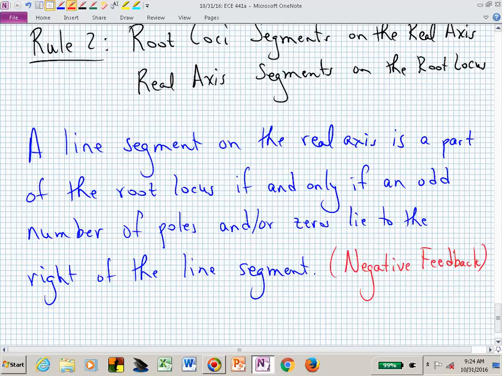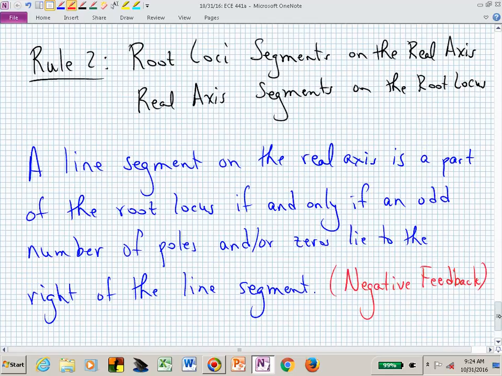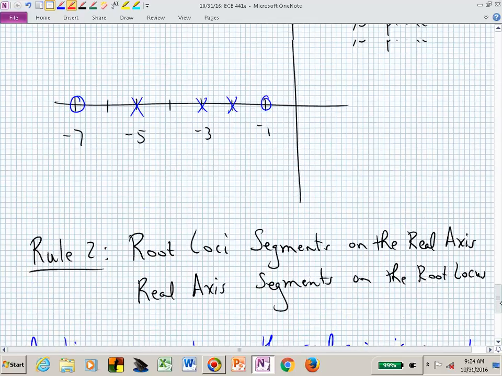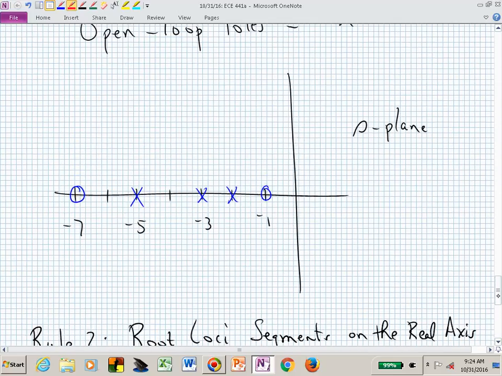This is for negative feedback, and now let's go up and see if we can apply this to our previous example. If I look at the line segment from -1 to positive infinity, are there an odd number of poles and zeros to the right of that line segment? No, there aren't any poles and zeros to the right of any point on that. So if I looked at the origin, I have no poles and zeros to the right. So that segment does not belong on the root locus.